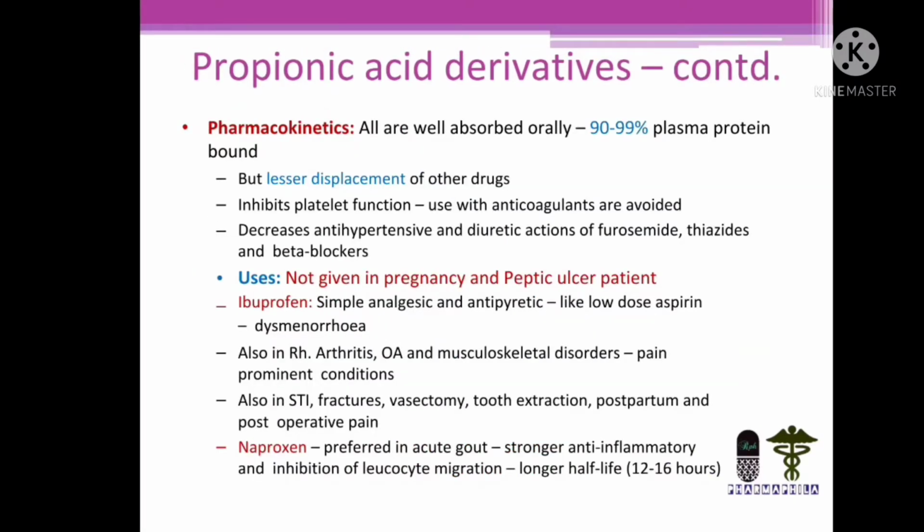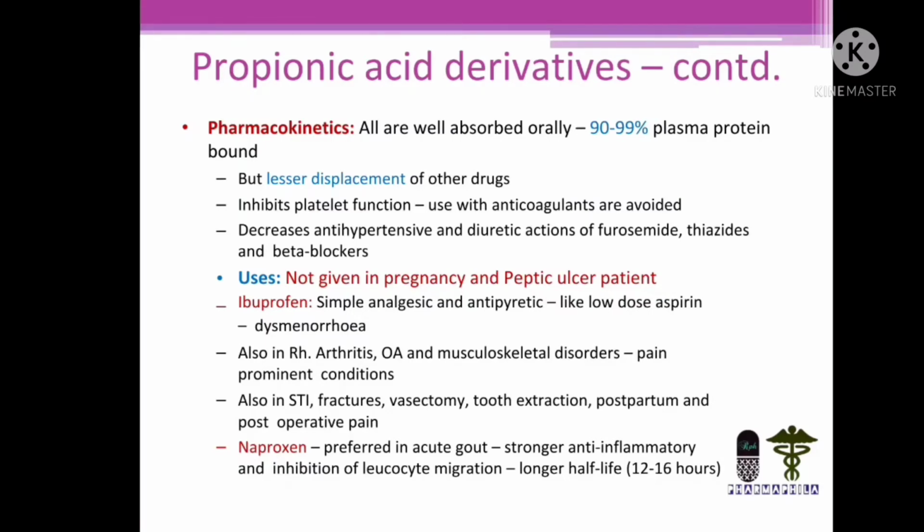If we are talking about the pharmacokinetics of the drug, all are well absorbed orally, 90 to 99% plasma protein bound with a lesser displacement of other drugs, and they inhibit platelet function. Use with anticoagulants is avoided because it gives a synergistic effect. It decreases the antihypertensive and diuretic action of furosemide, thiazides and beta blockers, because it interacts with these drugs and these classes. Uses: not given in pregnancy and peptic ulcer patients.